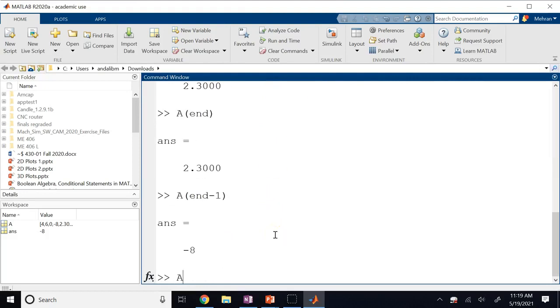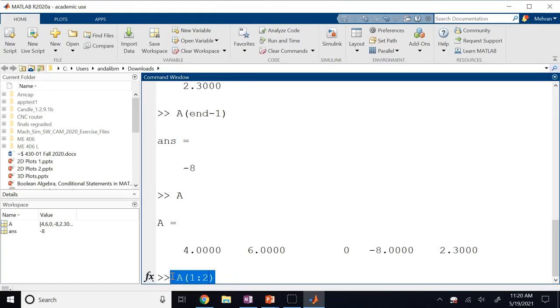Now, can you access a range of entries? So let's say I want to access the first and second entry. Yes, I say A(1:2). So here, this guy is called the colon operator, and the colon operator is creating a vector for you, which starts from the beginning number, and with some increment it goes to the end number. So in general, you can say the initial value, colon, increment, or it could be decrement, colon, end value. When you do that, it creates a vector for you.